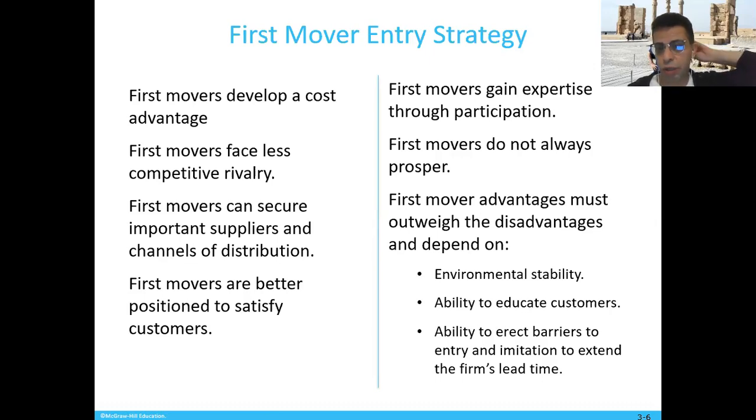So you want to make sure that when you are a first mover, you do have a positive feeling about it, and you do have at least some qualities plus some studies, informational background. And as we said, the first mover advantage must outweigh the disadvantage. And it all depends on how stable the environment is. And sometimes instability can do better, but mostly we work in a stable environment.